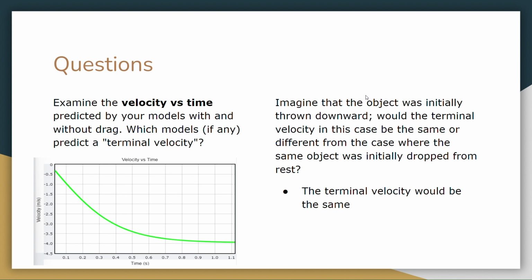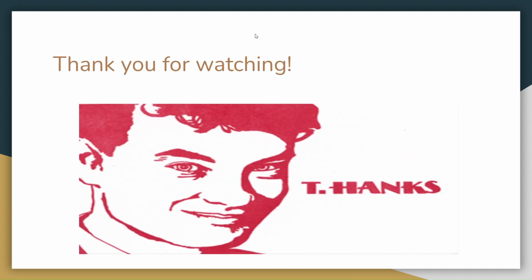Imagine that the downward object was initially thrown downward. Would the terminal velocity in this case be the same or different from the case where the same object was initially dropped from rest? The terminal velocity would be the same because the terminal velocity does not depend on the initial velocity of the object being thrown. Terminal velocity is based on the drag force.